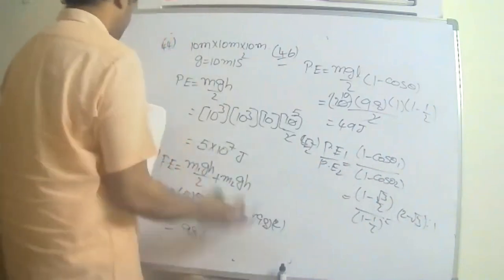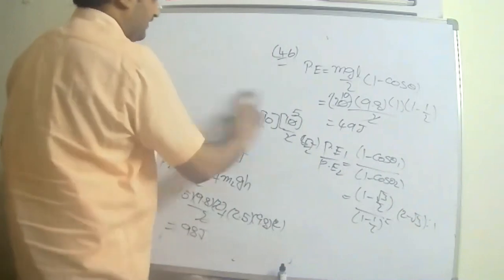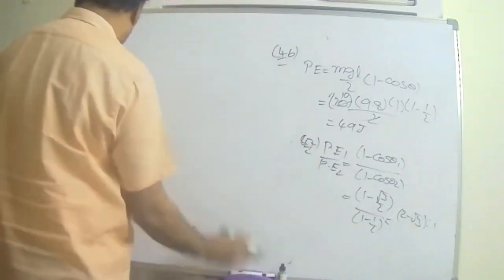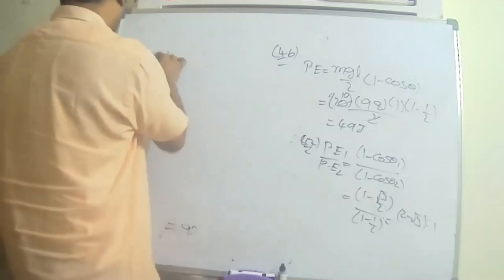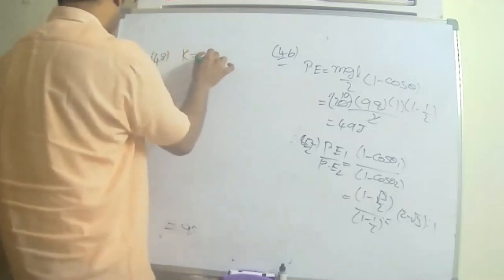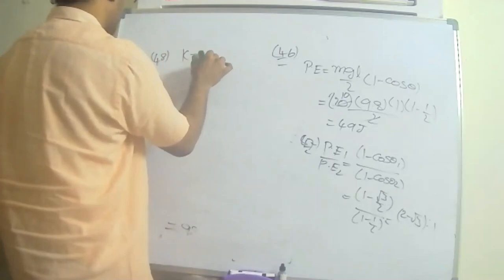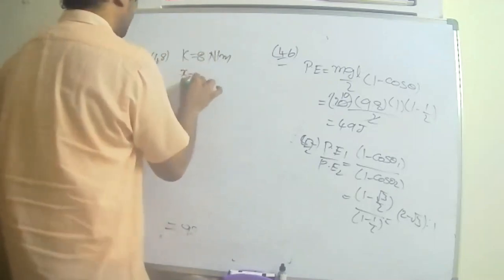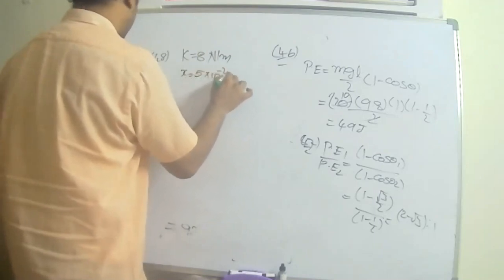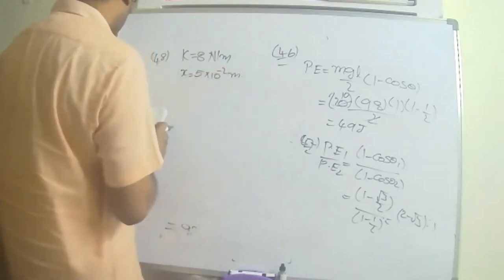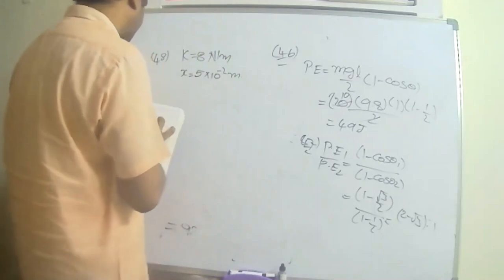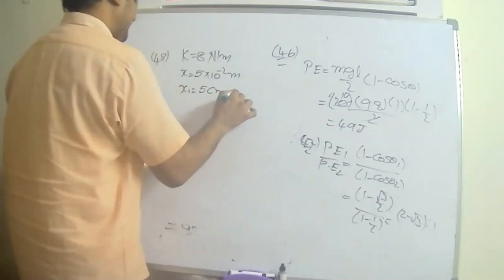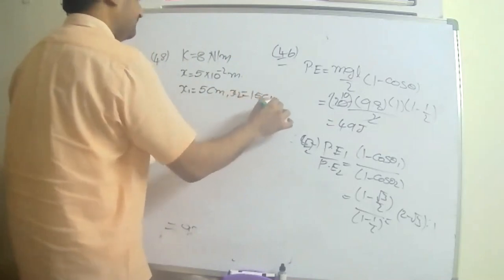The potential energy, gravitational field. What about spring force? Next question is spring force. A spring of spring constant 8 newton per meter has an extension of 5 centimeters, that is 5 into 10 power minus 2 meters. The minimum work done in joules in increasing the extension from x1 5 centimeters to x2 15 centimeters.